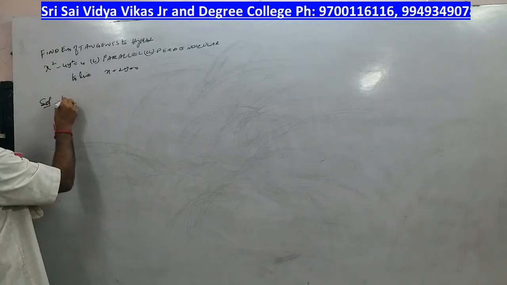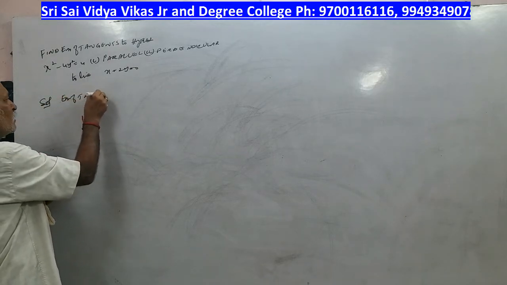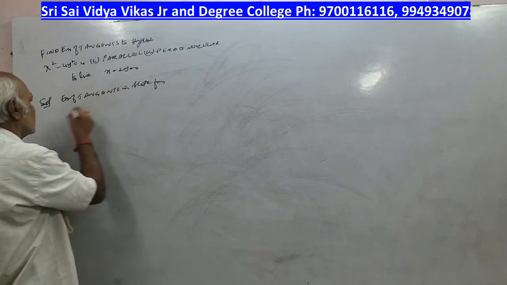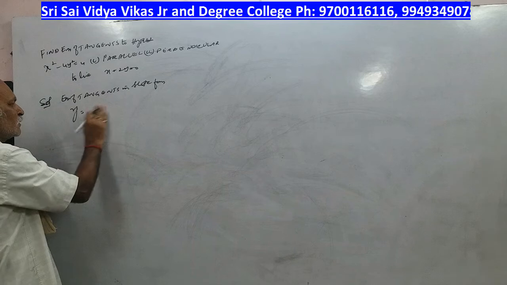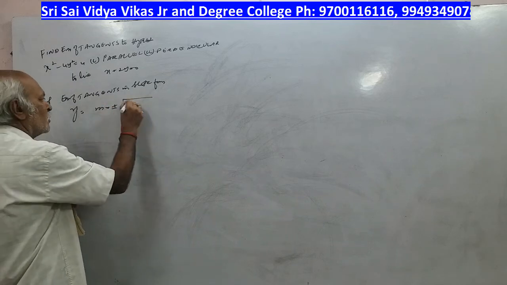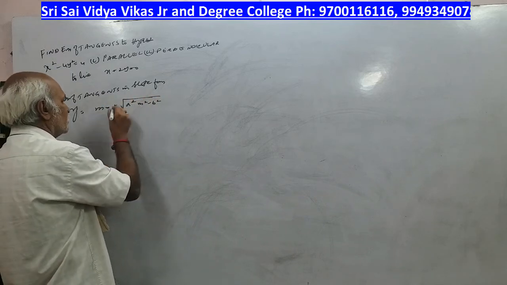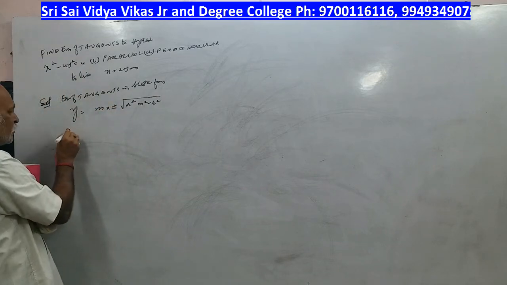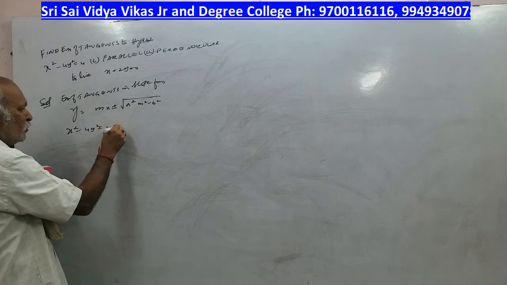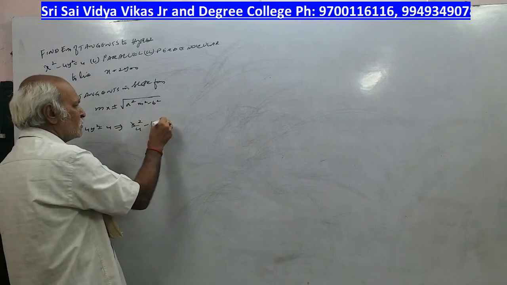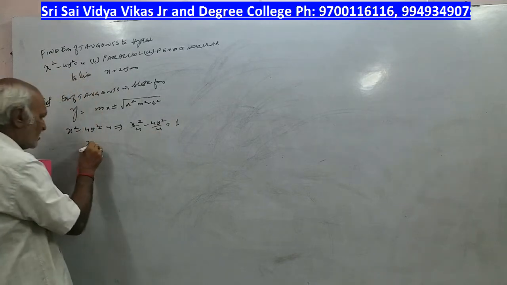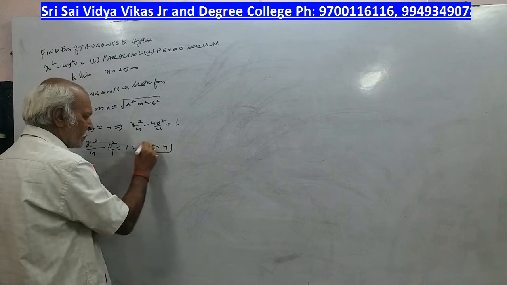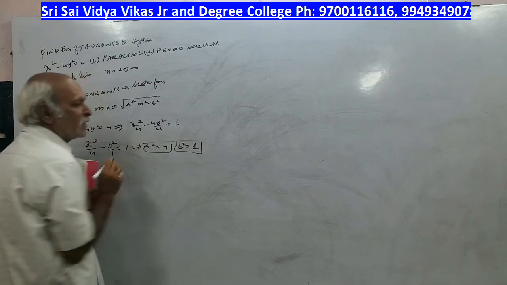Solution. Now equation of tangents in slope form: y is equal to mx plus or minus root of a square m square minus b square. Right? This is the formula. Slope form we are taking. Now, what is the equation? x square by 4 minus y square by 1 is equal to 1. So what is the a square value? 4. What is the b square value? 1. Right? We got a square, b square.